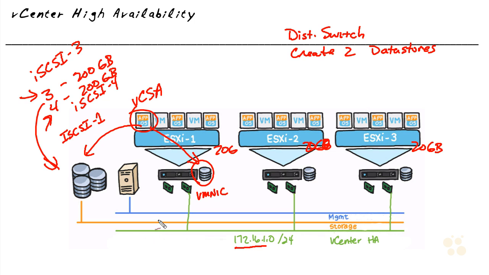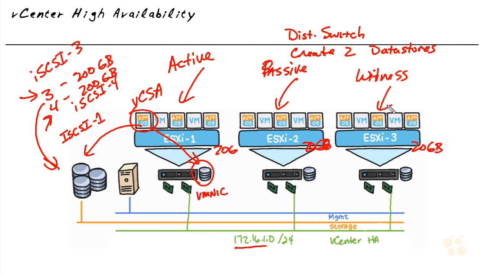And then when we run the wizard, we can specify that for the vCenter server appliance, the active one, we want the active to run on ESXi1, and we can specify that we want the passive node to run on ESXi2, and the witness node can run on ESXi3. And for data stores, we can leave the active using iSCSI1, and for the passive, let's use iSCSI3, and for the witness, we'll use iSCSI4.